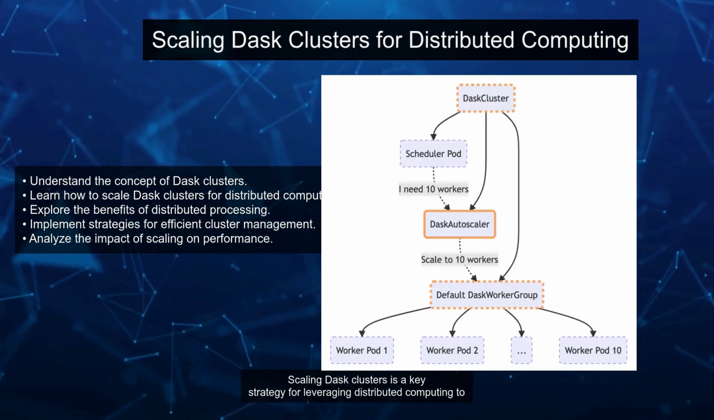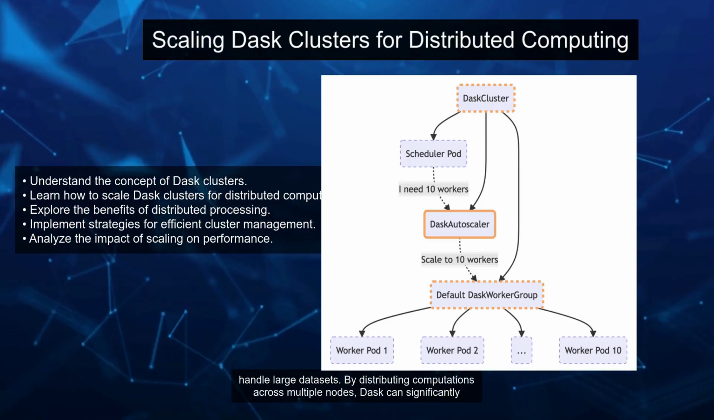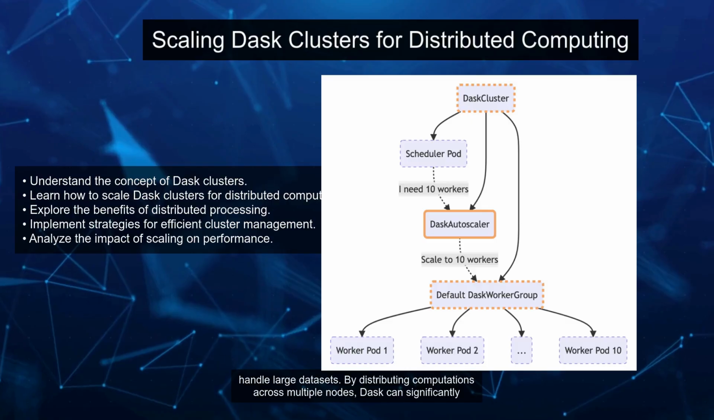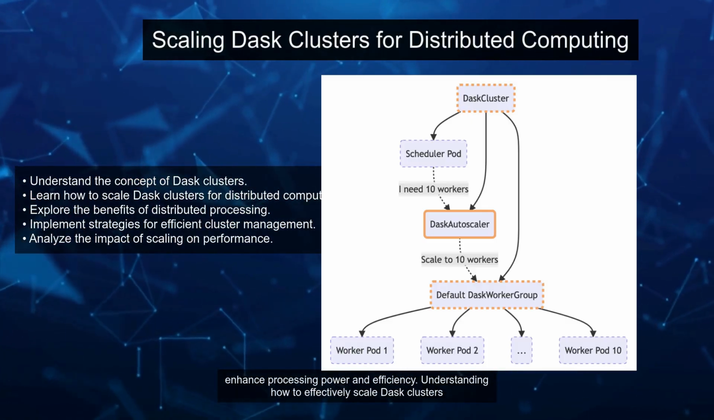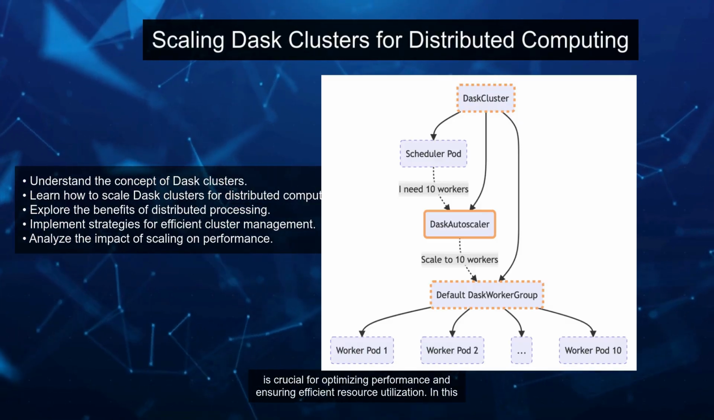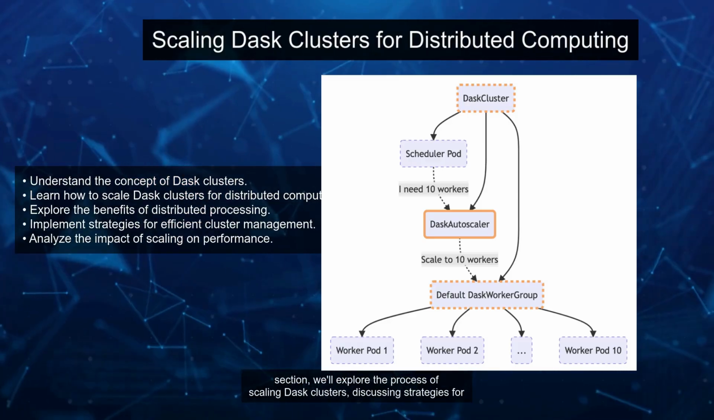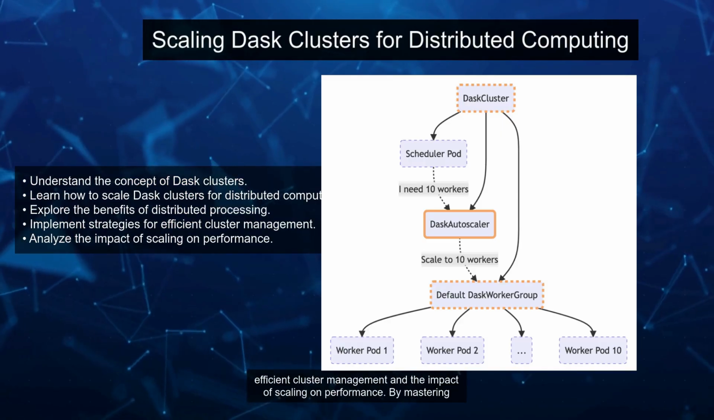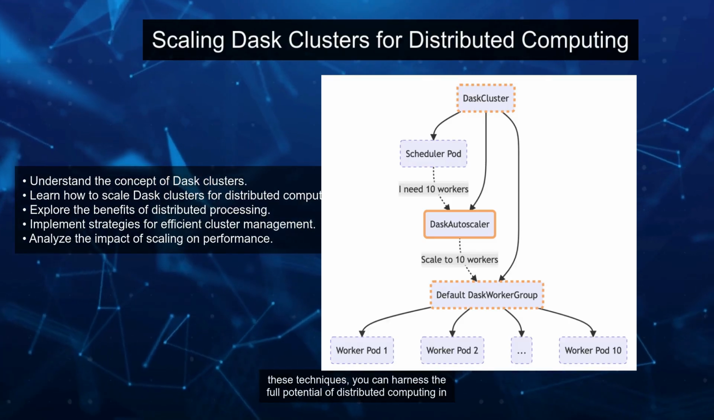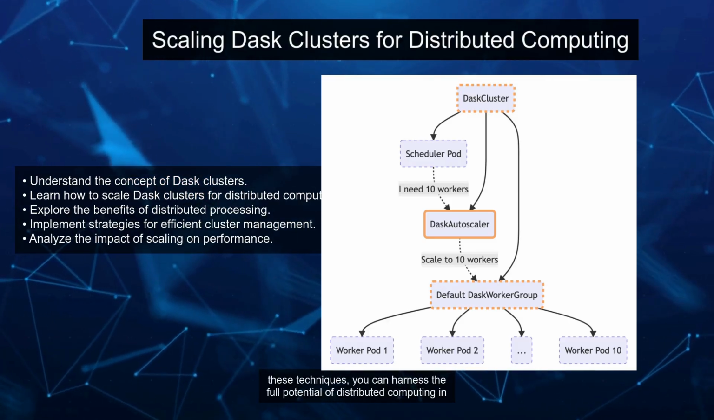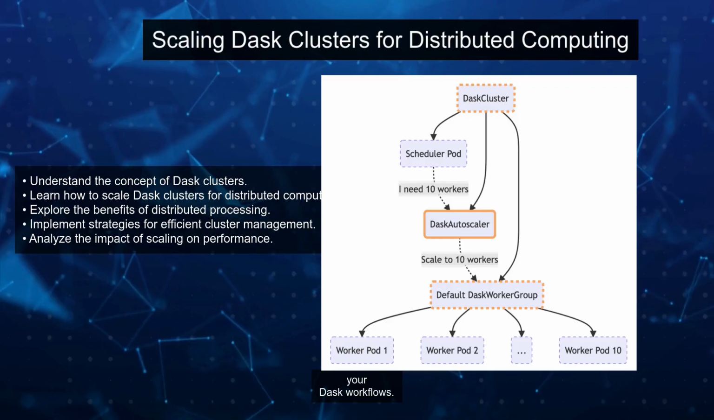Scaling Dask clusters is a key strategy for leveraging distributed computing to handle large datasets. By distributing computations across multiple nodes, Dask can significantly enhance processing power and efficiency. Understanding how to effectively scale Dask clusters is crucial for optimizing performance and ensuring efficient resource utilization. In this section, we'll explore the process of scaling Dask clusters, discussing strategies for efficient cluster management and the impact of scaling on performance.